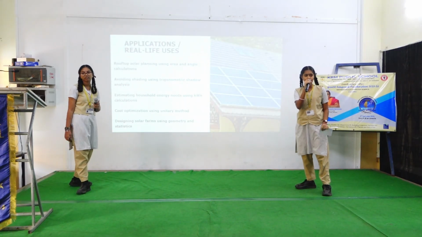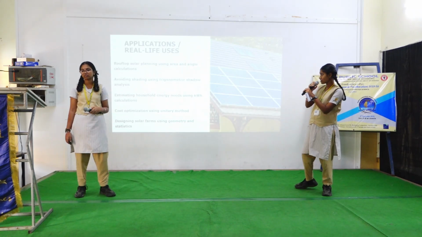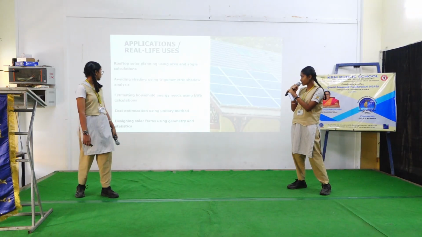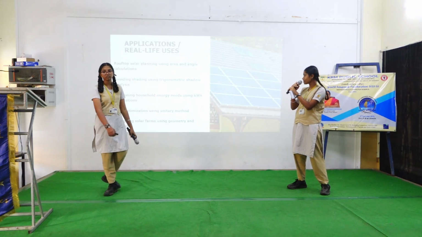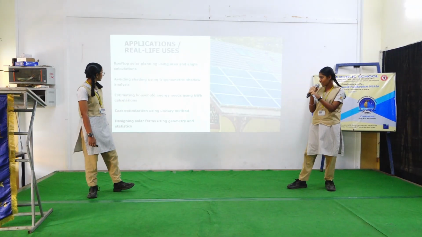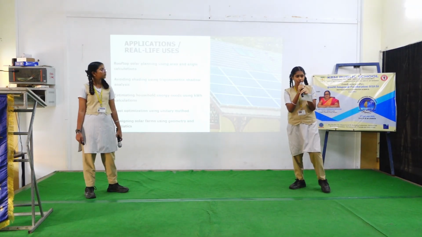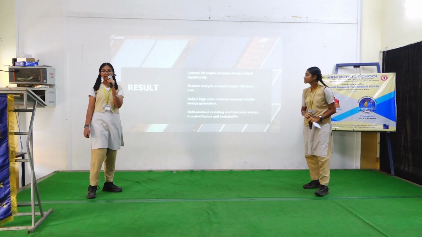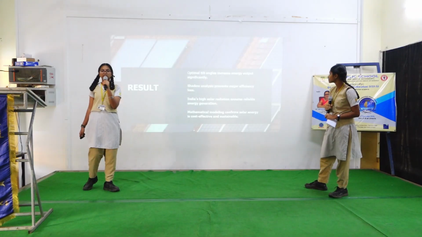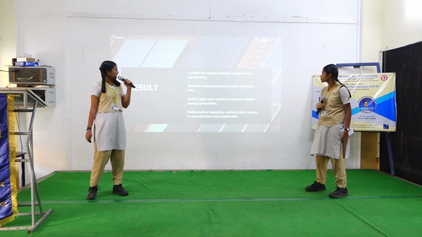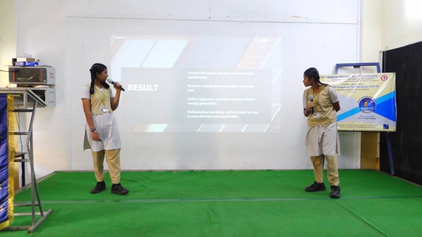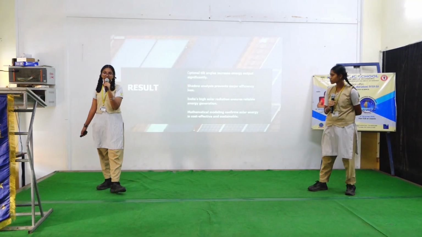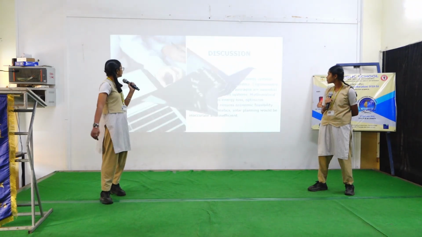Applications or real-life uses of mathematics in solar panel fixation include rooftop solar panel installation using area and angle calculations, shading avoidance using trigonometric shadow analysis, and cost optimization using unitary methods. The results include optimal tilt angles for energy output, shadow analysis that prevents major efficiency loss, and a mathematical model that confirms solar energy is cost effective and sustainable.